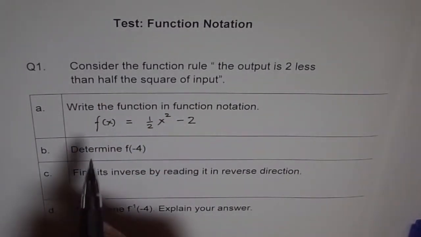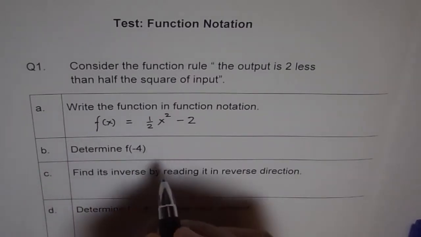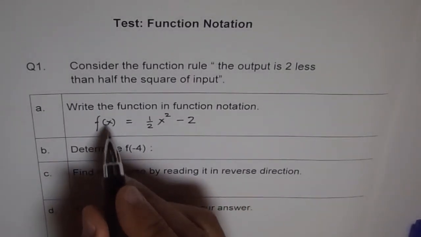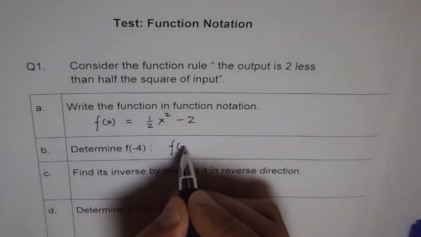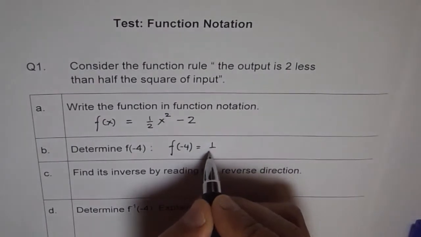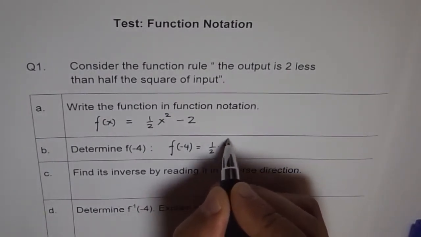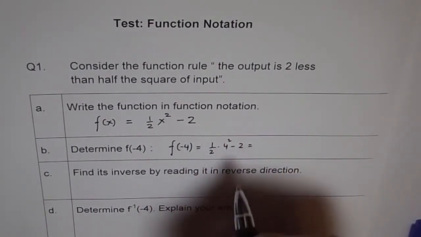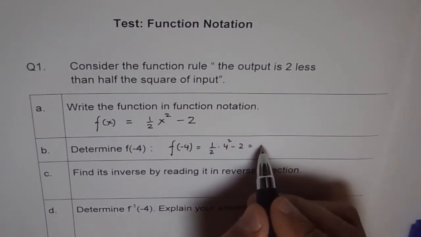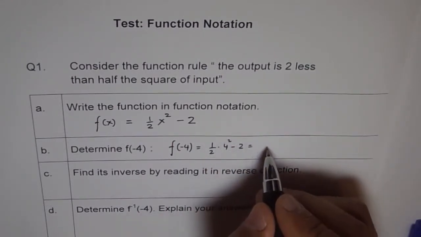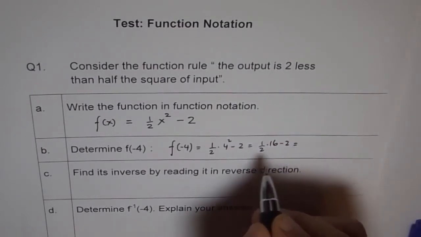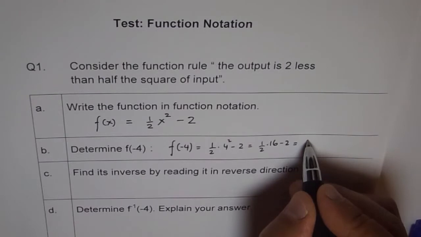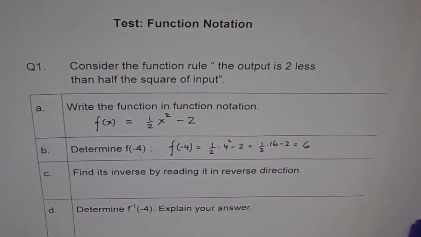Now, to find the value of the function at minus 4, what do we need to do? We just need to replace x with minus 4, correct? So we get f of minus 4 equals half of 4 squared minus 2. 4 squared is 16, and 16 divided by 2 is 8. So half of 16 minus 2 is 8 minus 2, which is 6. So we get f of minus 4 is equal to 6.